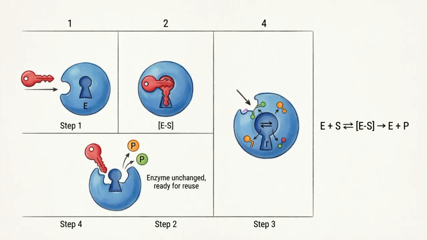Step 4. Finally, look at the bottom left panel. The reaction is complete. The red key-shaped enzyme is now free again, unchanged. And we see two product molecules, one orange circle labeled P and one green circle labeled P, being released, shown by the black arrows. The text states, enzyme unchanged, ready for reuse. This is crucial. The enzyme emerges from the reaction unchanged and can catalyze another reaction. This is why enzymes are so efficient. One enzyme molecule can process thousands of substrate molecules.